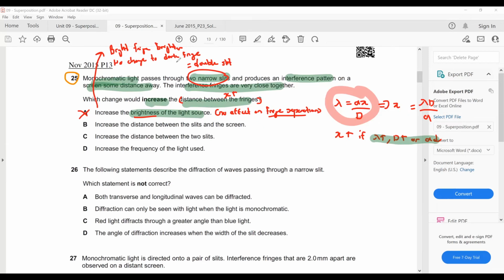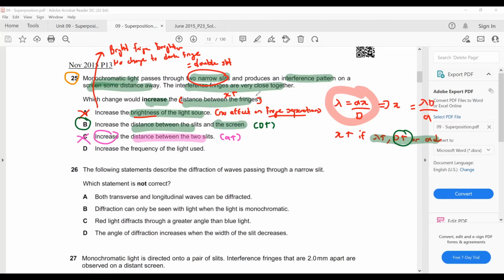Now for B, increase the distance between the slits and the screen. This is talking about increasing D. It is what you have here. So this one by right should be the answer, but you can double check with answers C and D. C, increase the distance between the 2 slits. This is talking about increasing a, but you want a to decrease here. So this one is out.